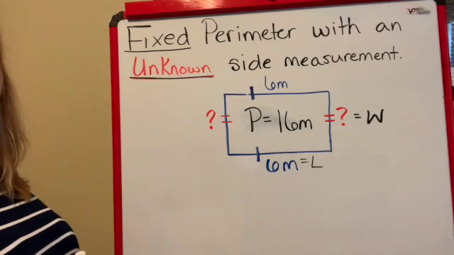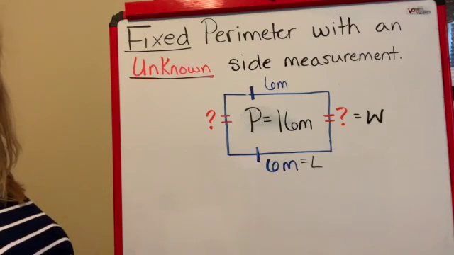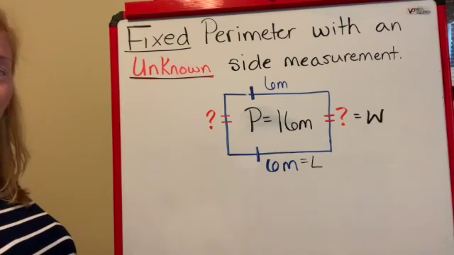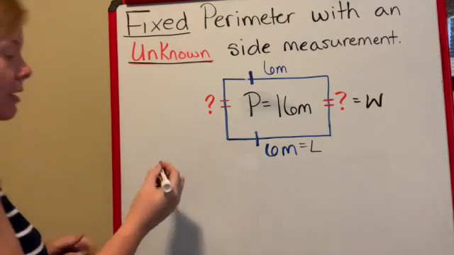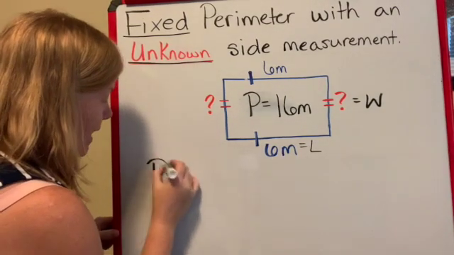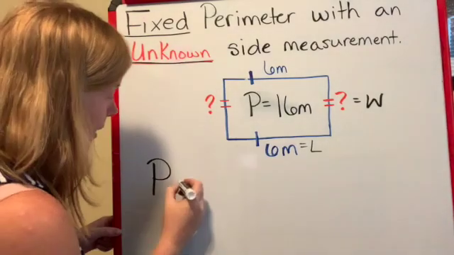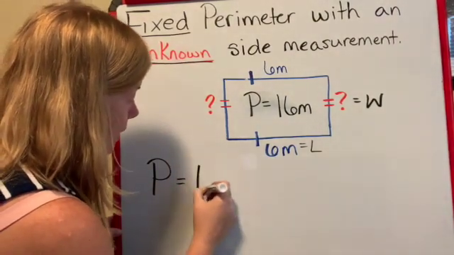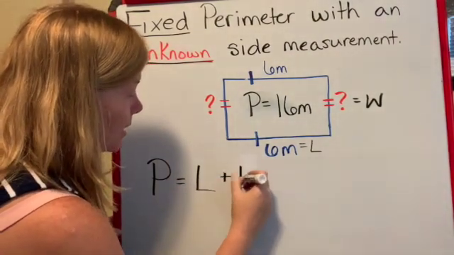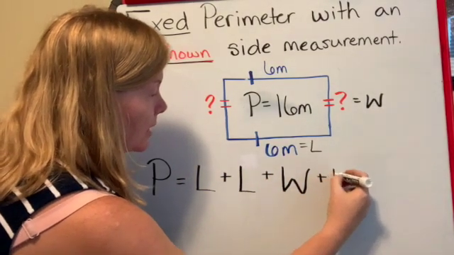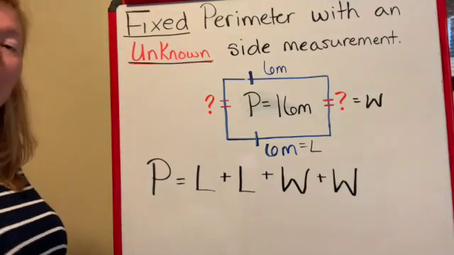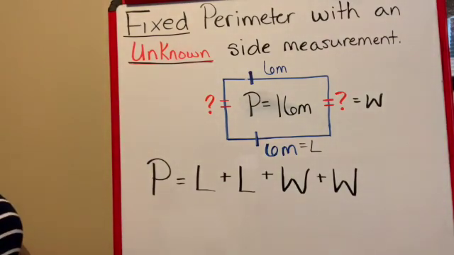Do you remember the formula for perimeter? Good, good. All right, go ahead and write that down on your paper now. P equals length plus width plus width. Perfect. Now, I know you remember from last week.